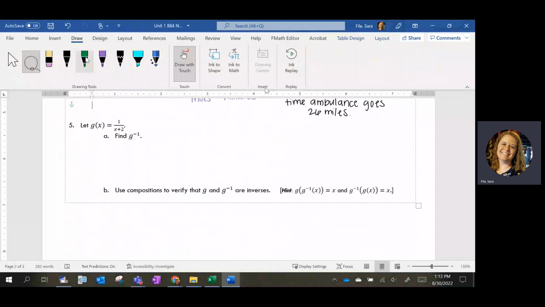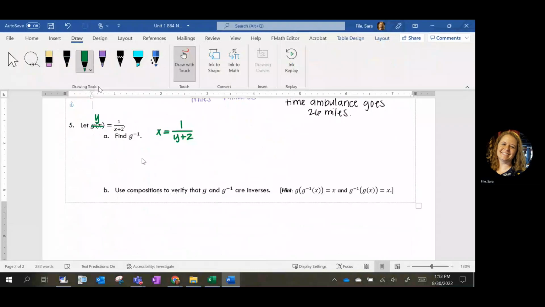So here on A, if you were going to just find the inverse, I would have replaced g of x with y. Call that my y. And then I'm going to switch them. So I'm going to say, okay, x equals 1 over y plus 2. Okay, and then I can solve that for y. So to solve that for y, what would you do first?